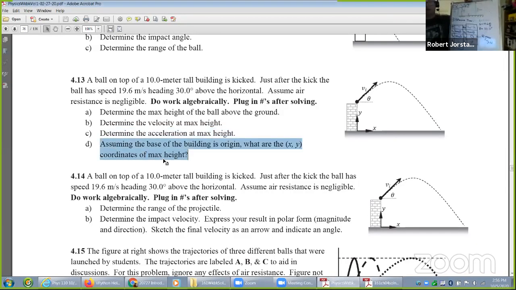Oh, X and Y. I think you could figure that out. Basically, get the X coordinate, and in part A, you got the Y coordinate. So there you go.